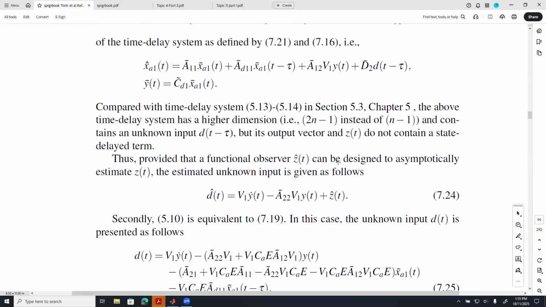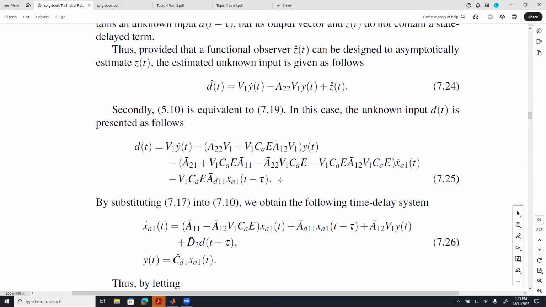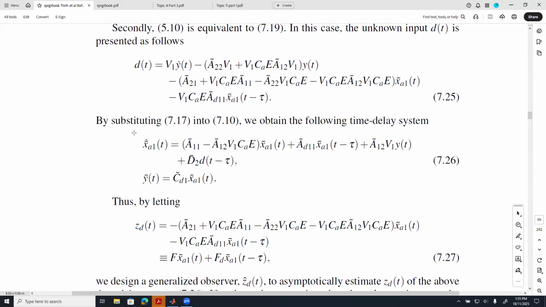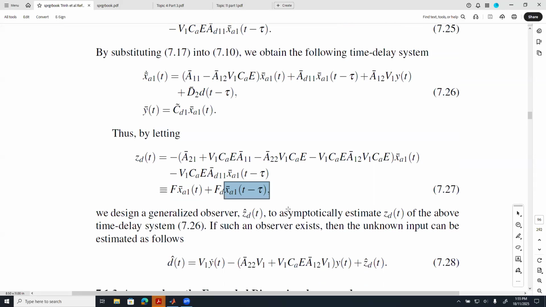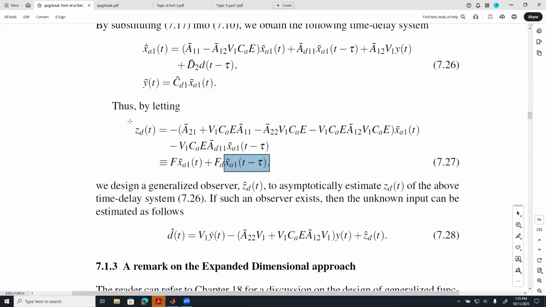We then have another time delay system with an unknown input, which is this one in here. And there's still an unknown input, which is the delayed unknown input. And the functional is now a generalized functional, which is a combination of this vector and its delay stack vector. So we then had to design a generalized functional observer to asymptotically estimate this in order to realize the unknown input asymptotically.